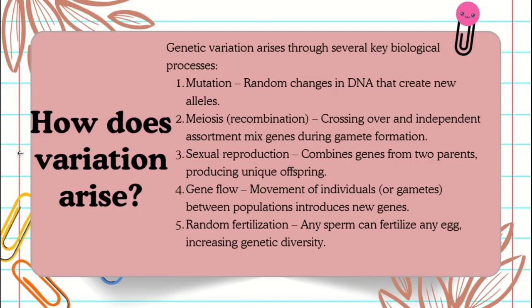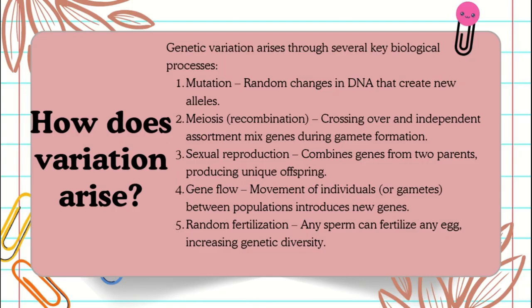So basically, how does variation arise? I said that the number one way is through sexual reproduction, and we're going to get down into it more and see the different ways that we can get some variation in our genes.